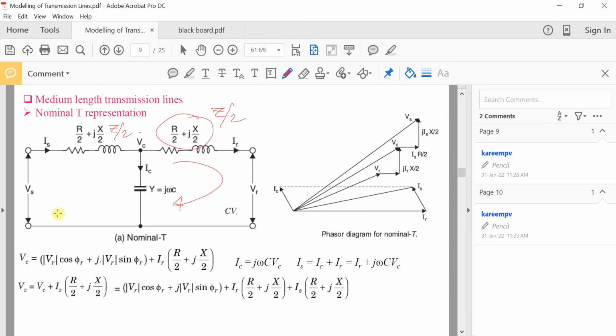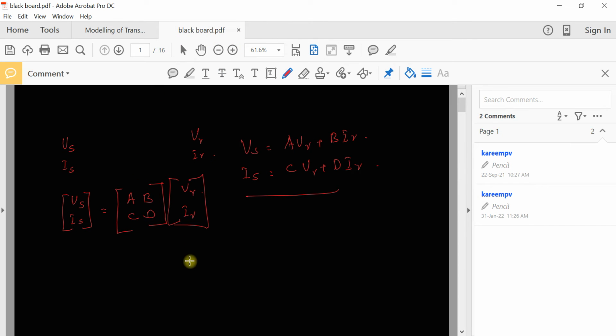And from this equivalent circuit you can see that Ic is the current flowing from this point Vc to the ground. This is at a potential of Vc with respect to this point, and this is the admittance. So the current will be given by Vc by Xc, if it is expressed in terms of Zc. But here we have expressed the effective capacitance in terms of its admittance. So the current will be given by voltage into admittance: Ic is equal to the voltage Vc at the point into the admittance.